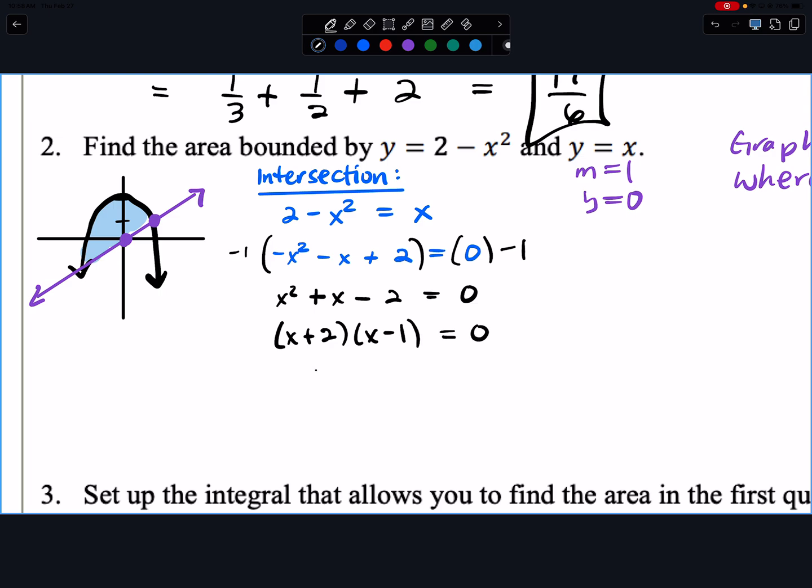What are my solutions? x equals -2 or x is equal to 1. Okay? Now just think logically, right? A to B, so we're going left to right. Which one is A? -2, so this is our A. This is our B.